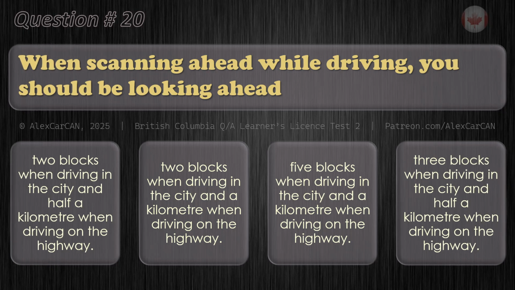Question number 20. When scanning ahead while driving, you should be looking ahead 2 blocks when driving in the city and half a kilometer when driving on the highway; 2 blocks in the city and a kilometer on the highway; 5 blocks in the city and a kilometer on the highway; 3 blocks in the city and half a kilometer on the highway. The correct answer is 2 blocks when driving in the city and half a kilometer when driving on the highway.